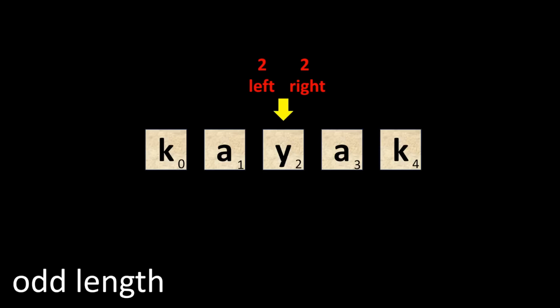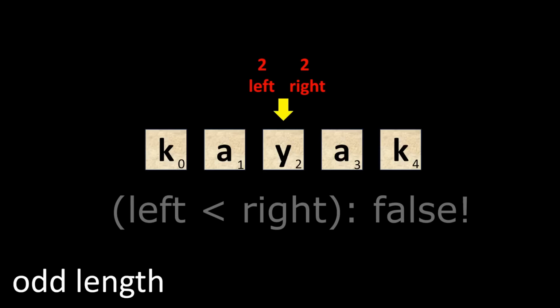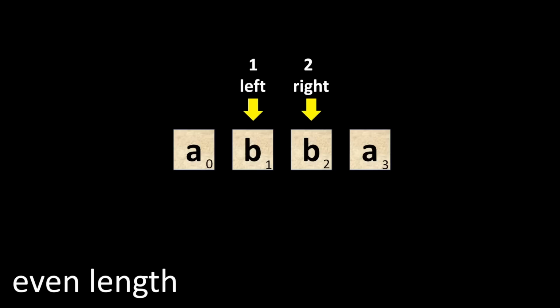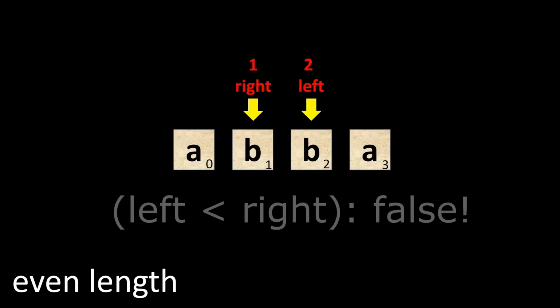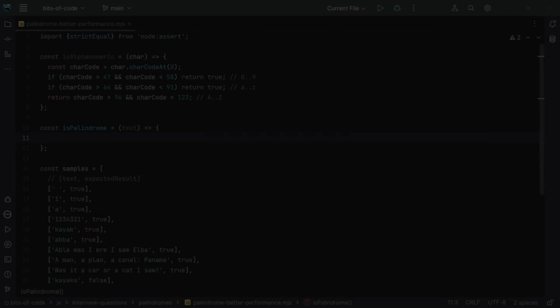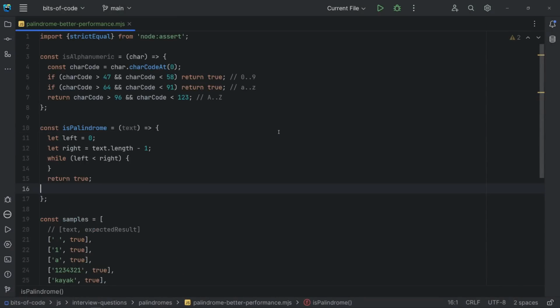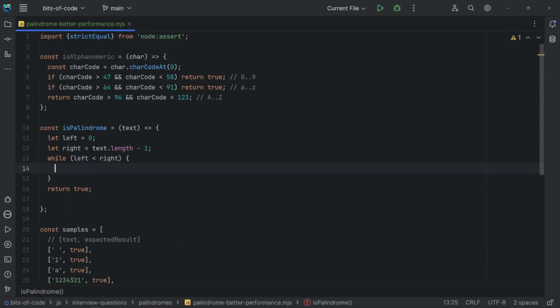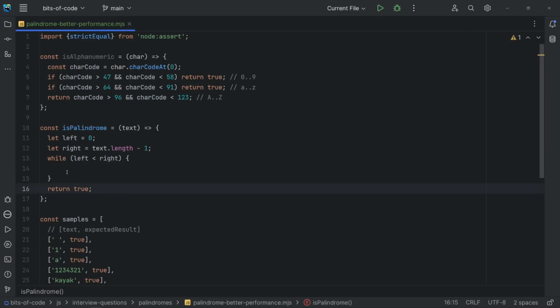As we can have strings of odd and even length, we will continue to compare while the left index is less than the right one. At that point, we can stop the loop because we know the string is a palindrome. Let's code this. As the first character of the string has the index 0, we need to consider that the right index is the string length minus 1.